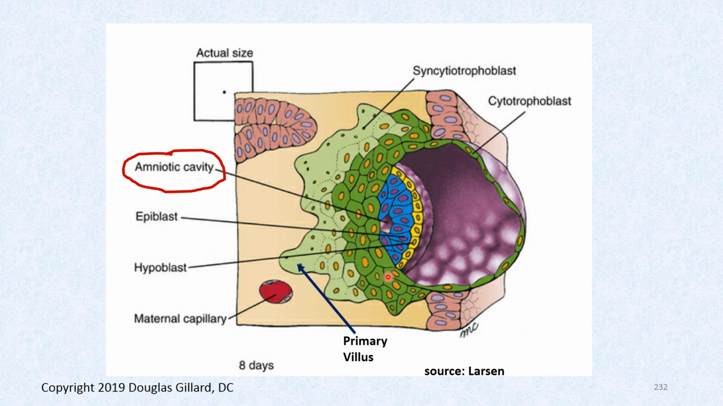That eventually is going to become huge and completely encircle this thing, but not now. It starts out just as a little cavity between cytotrophoblast cells. Remember, these used to be trophoblasts. Now they're cytotrophoblasts, and the epiblast layer. So the amniotic cavity is right there. The actual size of this whole thing is that pencil dot. This is really, really small.